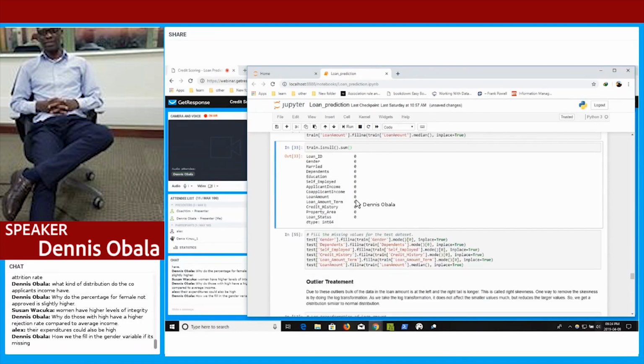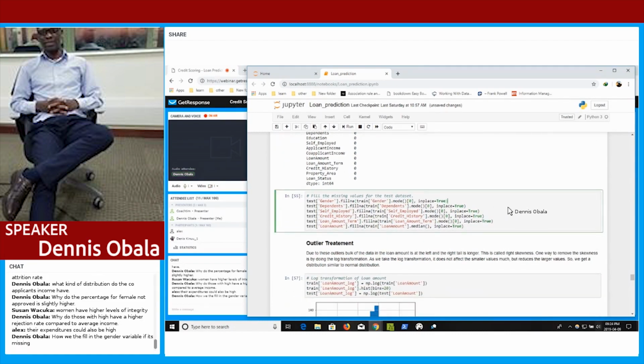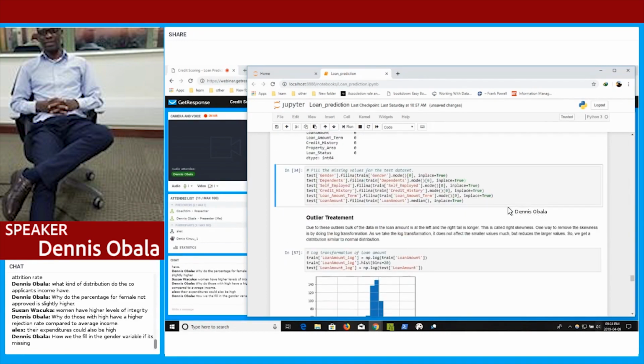So we'll check how many are null. So we have filled in all the missing values here. Also, we'll fill in all the missing values in our test data set.